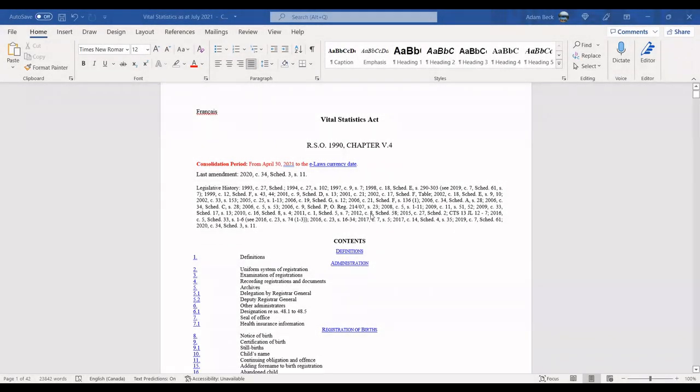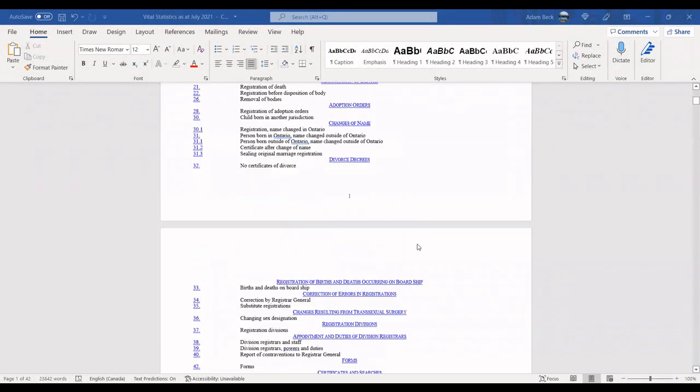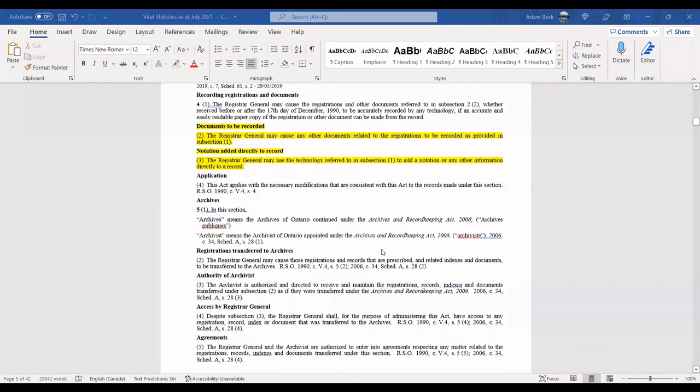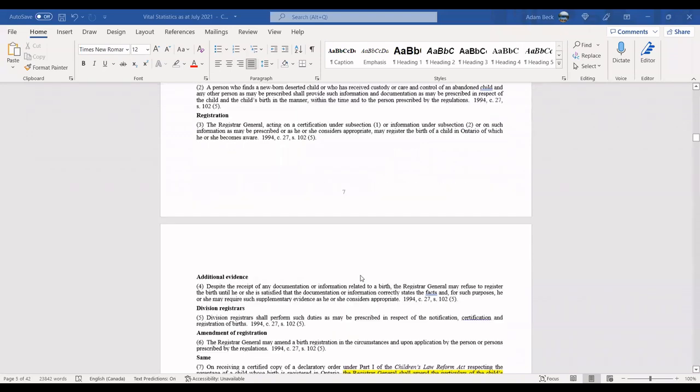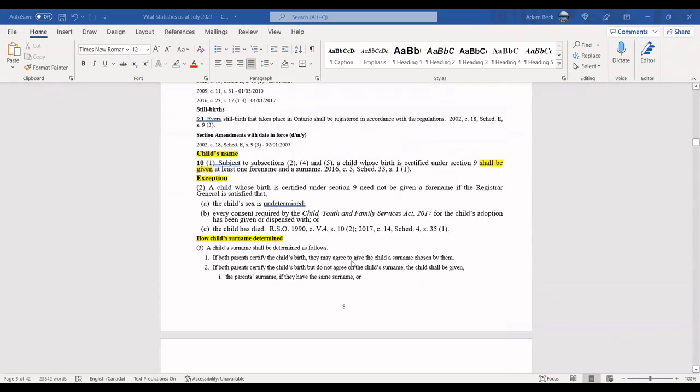See here, this is the Ontario Vital Statistics Act. We're down to Section 10 here. That's all you need to know. Child's name. Subject to subsections 2, 4, and 5, a child whose birth is certified under Section 9 shall be given at least one forename and a surname. Remember, shall is a command.